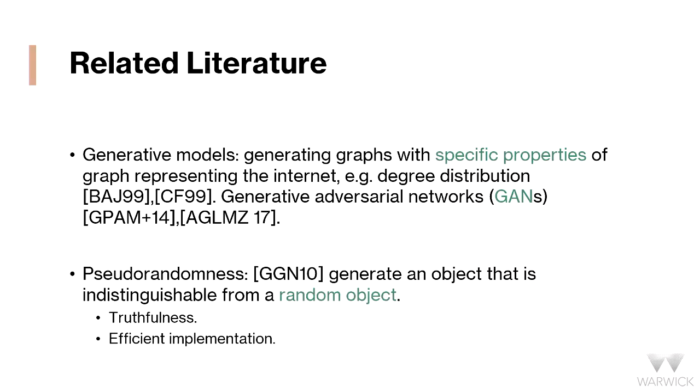Also, I've already mentioned the work of Goldreich, Goldwasser, and Nussboim, which discussed generating huge objects in the pseudo-random setting. They don't have a learning part, but there are two things we use from their work. One is this additional truthfulness condition. The second is that we also need an efficient implementation, because we are generating something that is supposed to represent a huge object but needs to be small.